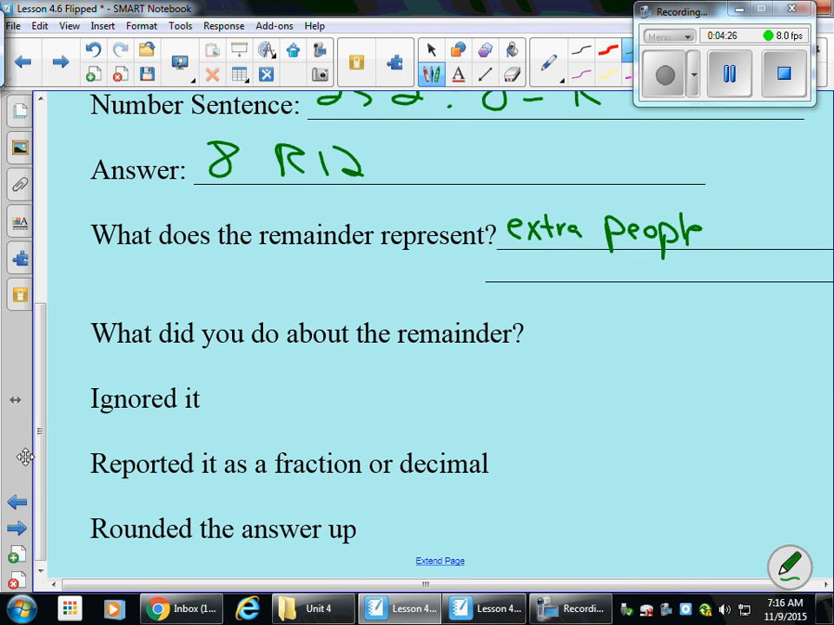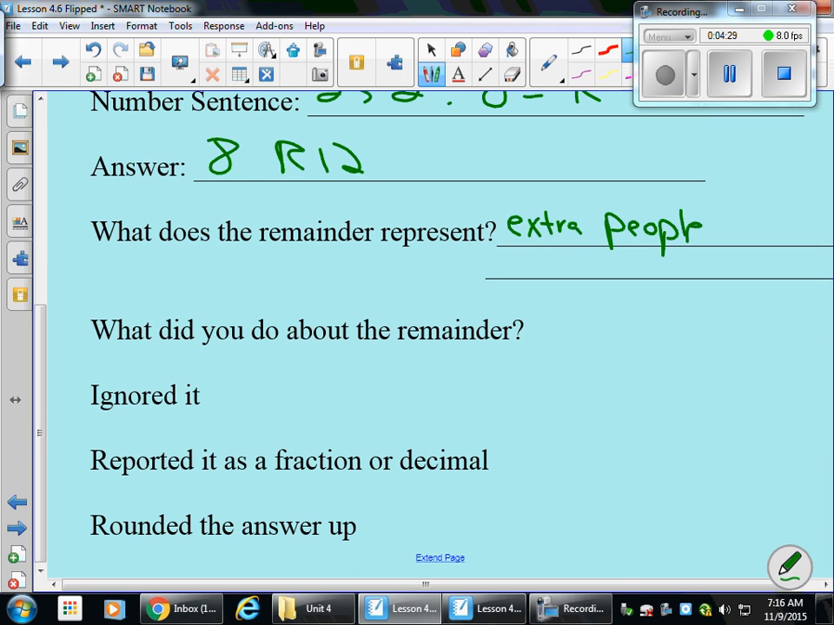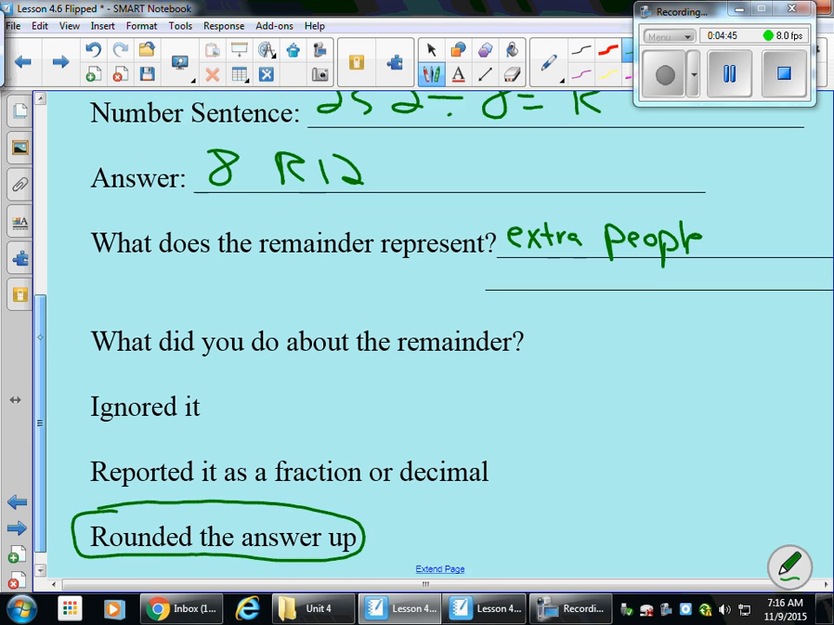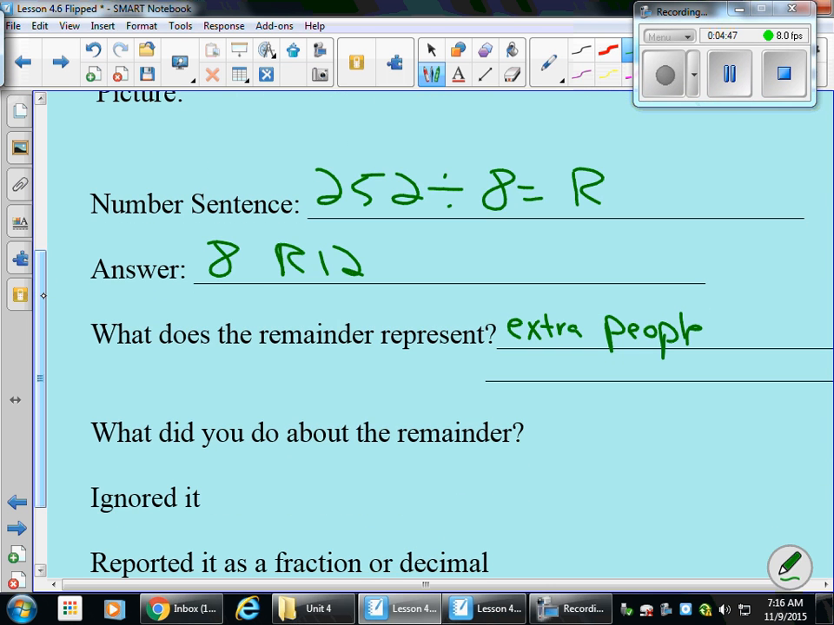What did you do with the remainder? Did we ignore the remainder? If we ignored it, that means those 12 people didn't get to go on a roller coaster. Did we report it as a fraction or a decimal? We didn't report it as a fraction or a decimal because we can't have a decimal of a person or a fraction of a person. We rounded the answer up. We had to round the answer up. So the answer to the problem isn't 8 remainder 12. The answer would be, how many roller coaster rides do they need?